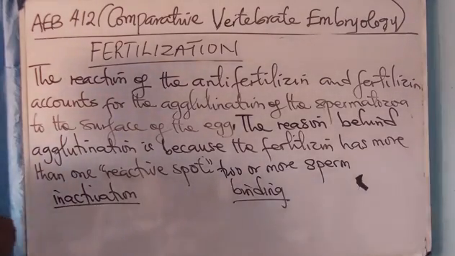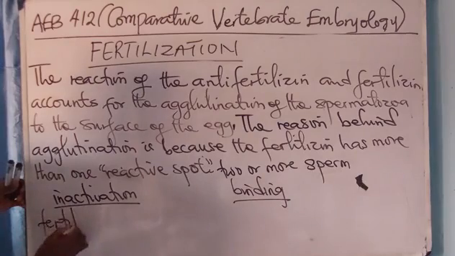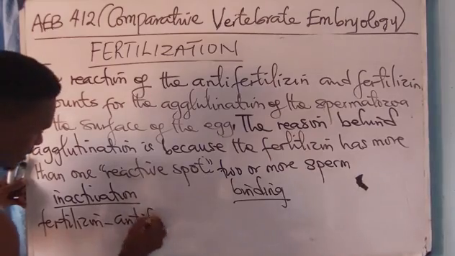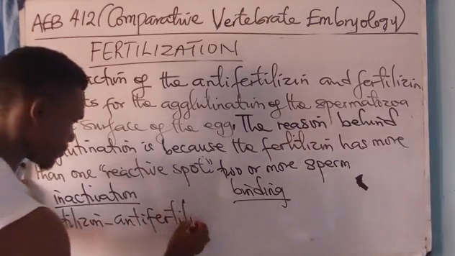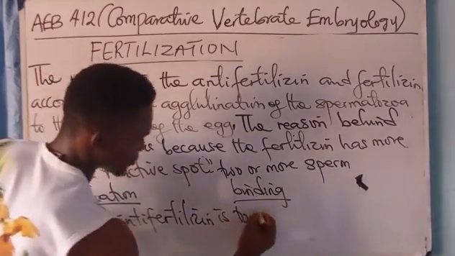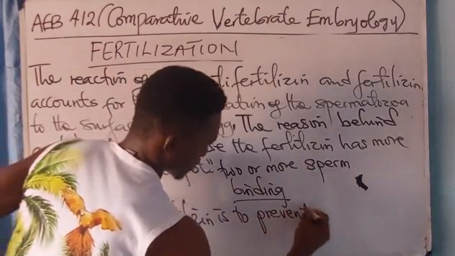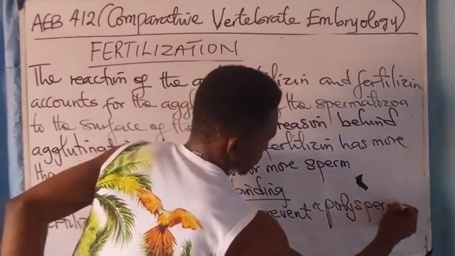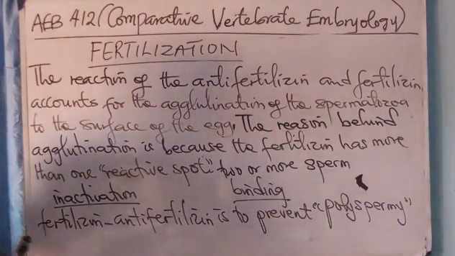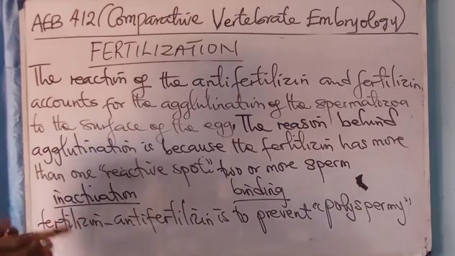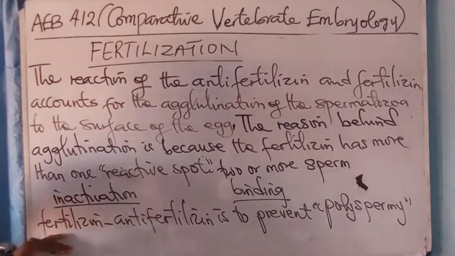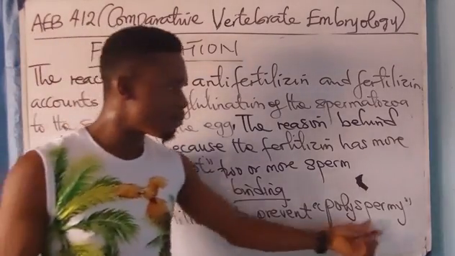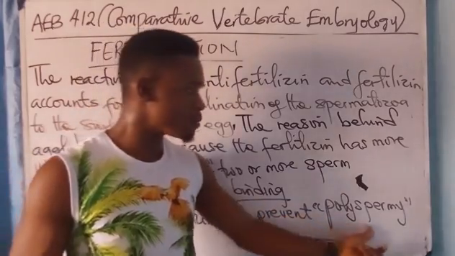Now, the reason behind fertilizing and anti-fertilizing is to prevent polyspermy, right? Which means that the interaction or the reaction that occurs between this fertilizing and anti-fertilizing is to prevent polyspermy. What is the meaning of polyspermy?